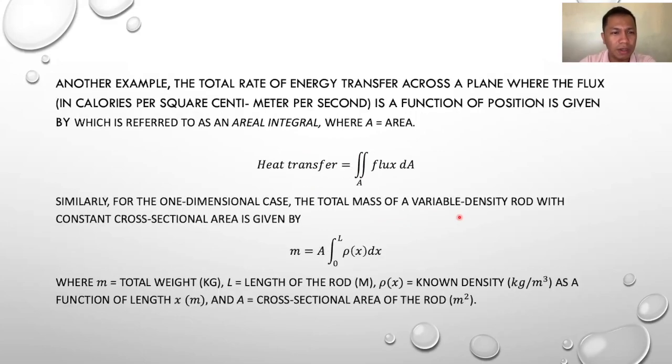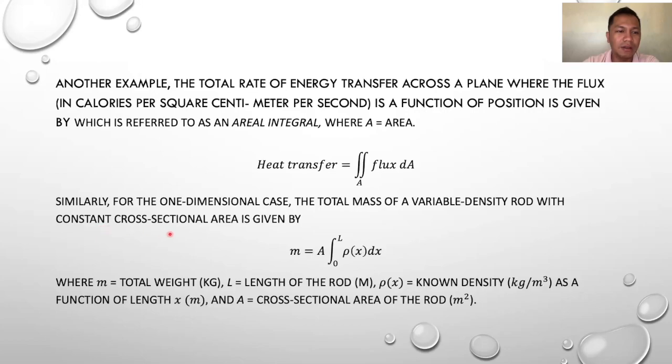Another example, the total rate of energy transfer across a plane, where the flux in calories per square centimeter per second is a function of position, is given by what is referred to as an areal integral, where A is equal to area. So the heat transfer is the double integral of flux dA. Similarly, where A is the area. So this is the formula.